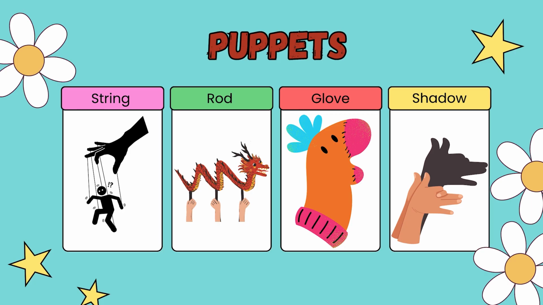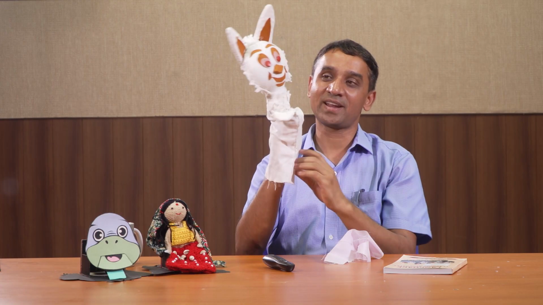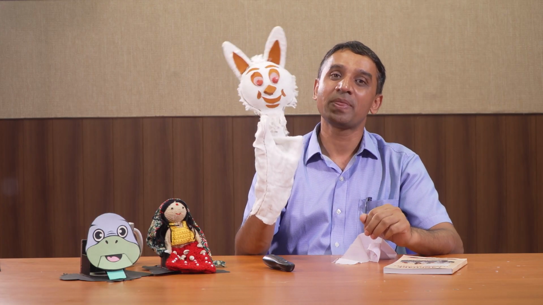The puppets that can be created easily are called glove puppets or hand puppets. In fact, I have one in front of me. So this rabbit is kind of a glove puppet. So what you have to do is that you can insert your hand like this, and your fingers can control it. So this moves with your hand. So this is an easy to use hand puppet.